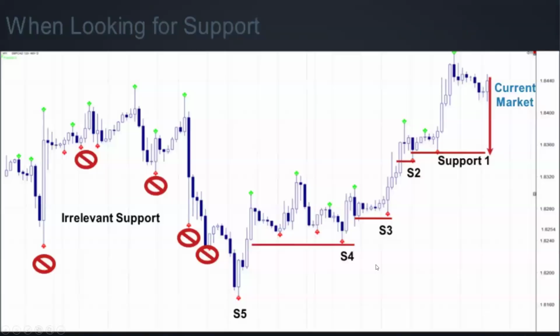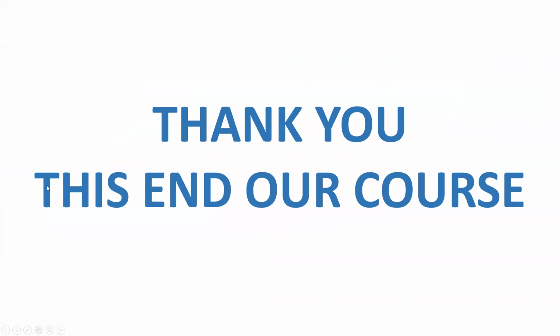I'm sure a lot of you already know this. And I said any resistance or support that is not in the line of sight is not useful in your analysis. All right, so this brings us to the end of this course for today.